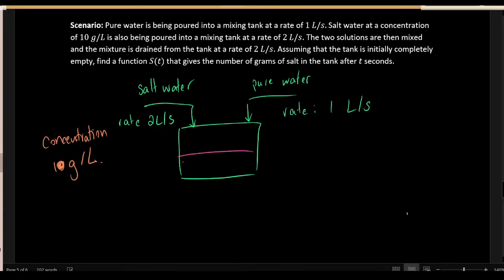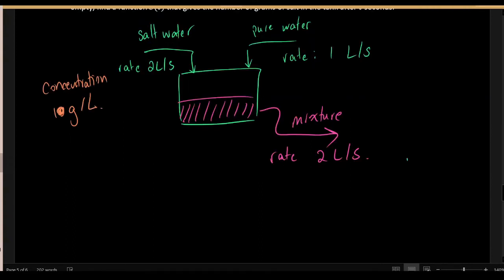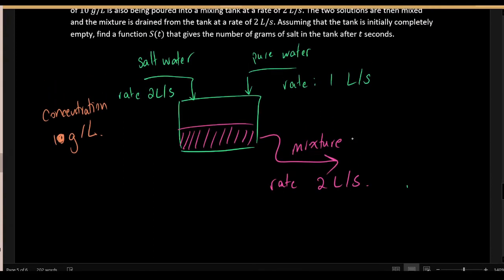Now, these two substances are being mixed in a tank, and then the mixture is being poured out at a rate of 2 liters per second. So let's see if we can figure out a function that will tell us the number of grams of salt in the tank after t seconds.